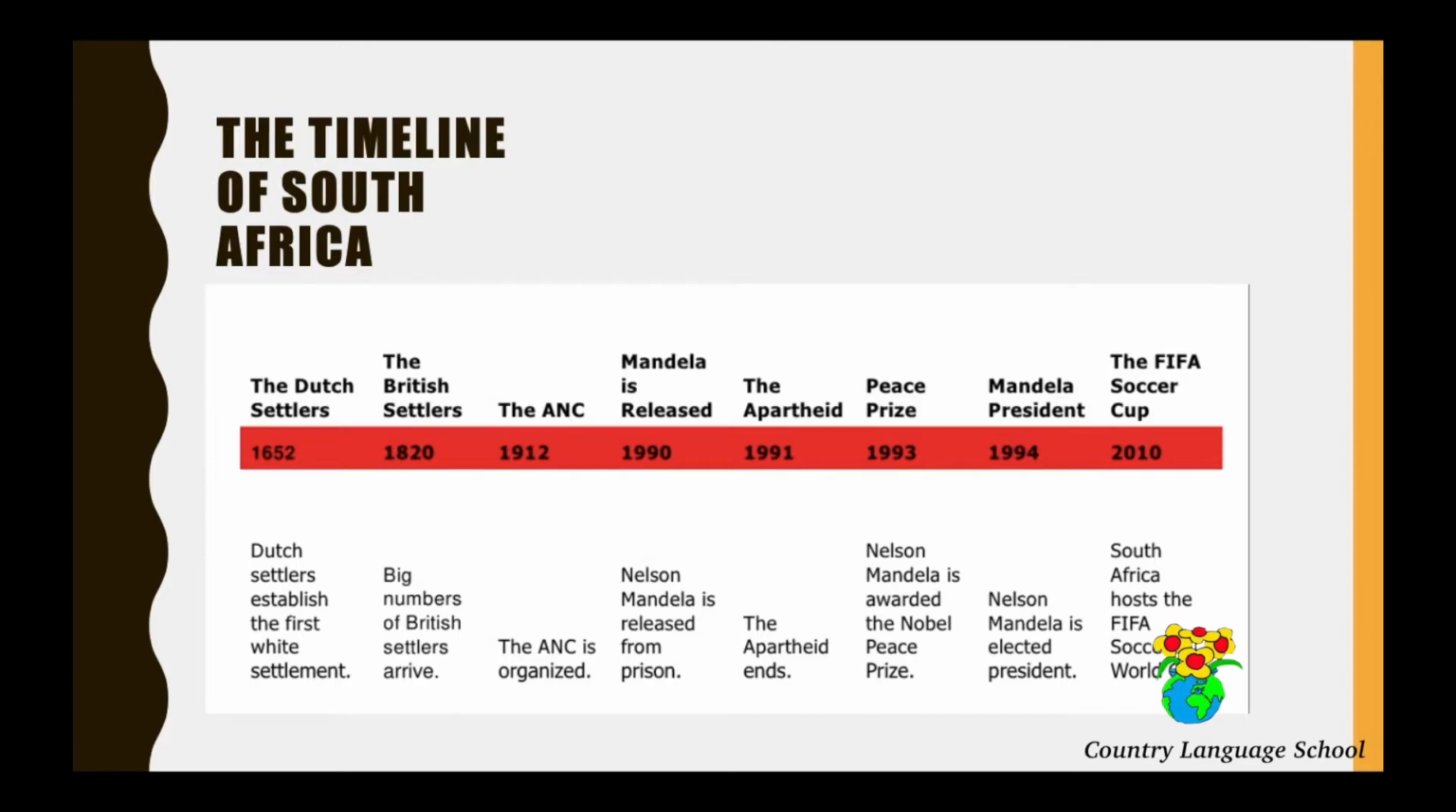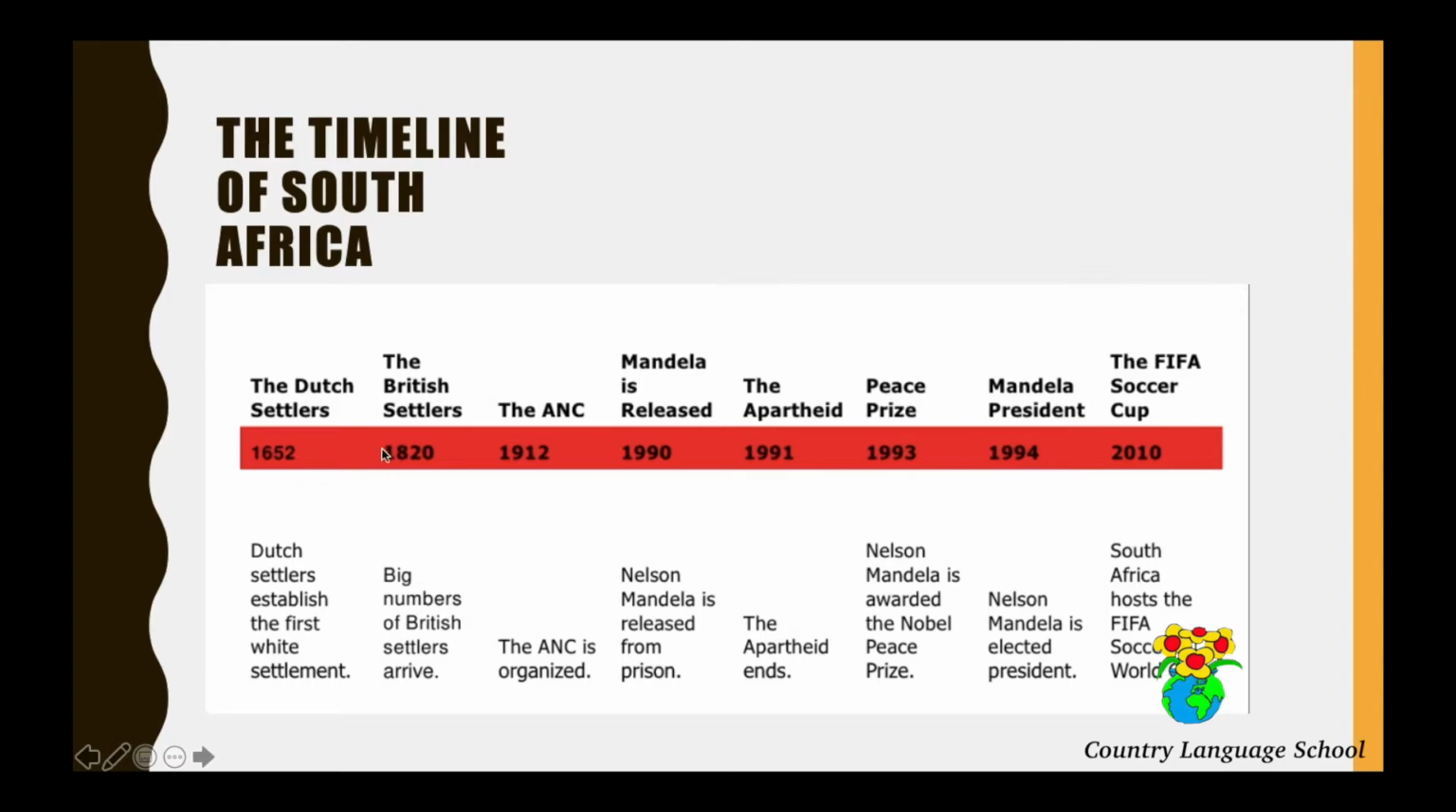The ANC is organized in 1912. Mandela is released in 1990. Nelson Mandela is released from prison. Apartheid ends in 1991. In 1993, Nelson Mandela is awarded the Nobel Peace Prize. In 1994, Nelson Mandela is elected as the President of South Africa. And in 2010, South Africa hosts the FIFA Soccer World Cup.